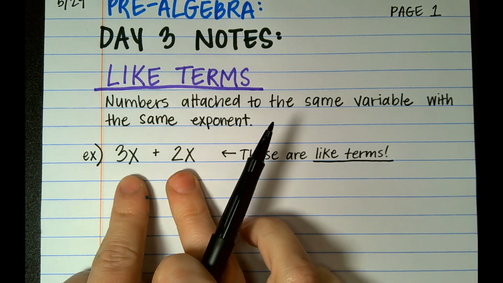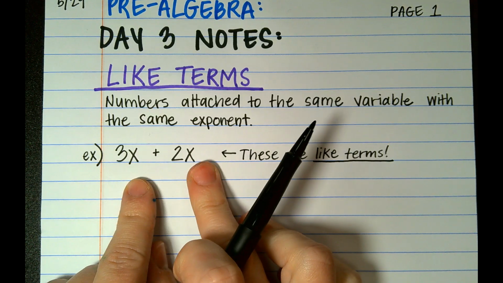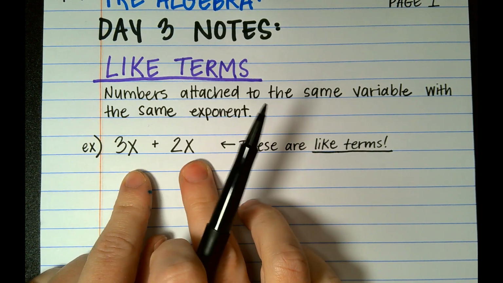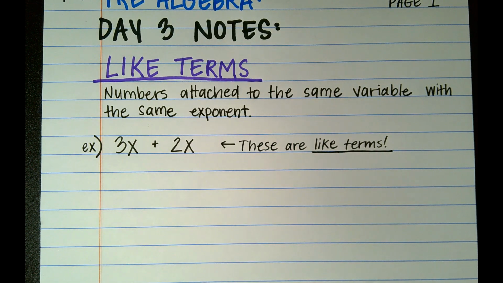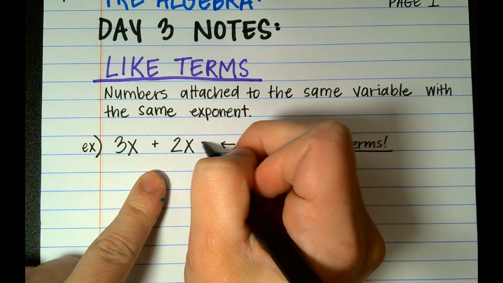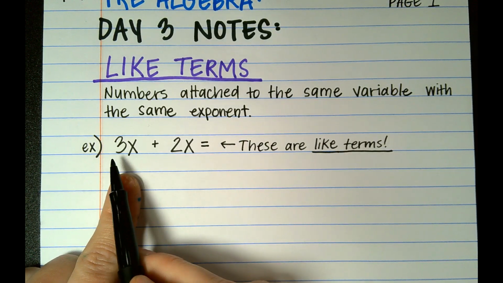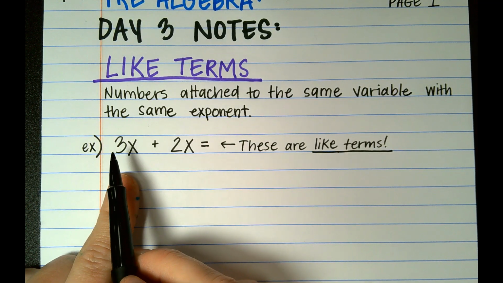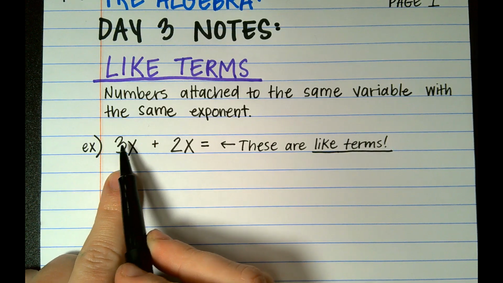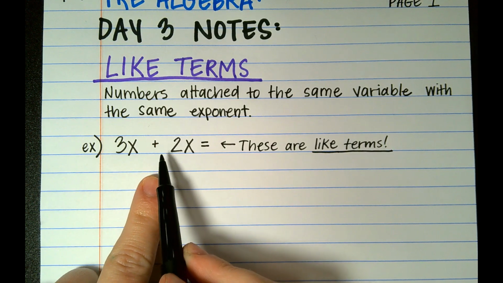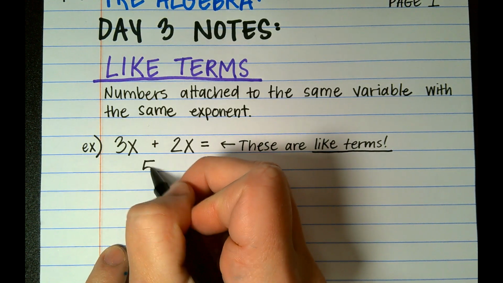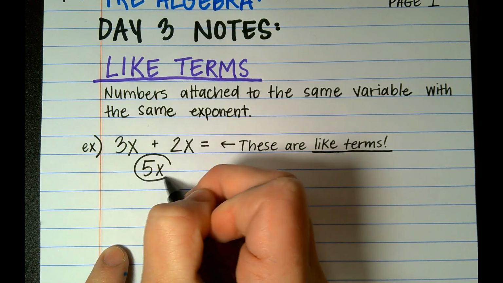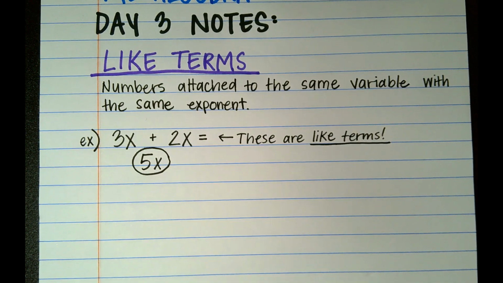Whenever you have terms with the same variable attached, just like 3x and 2x, you can add them together. So instead of writing it separately, we can just add 3x plus 2x, and that would give us 5x. Good. You guys already know this. Good deal.